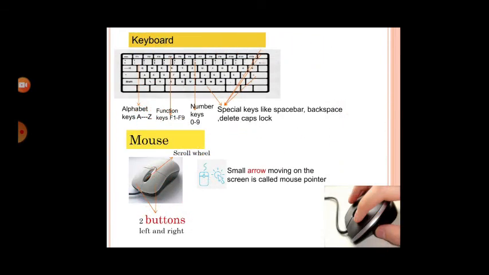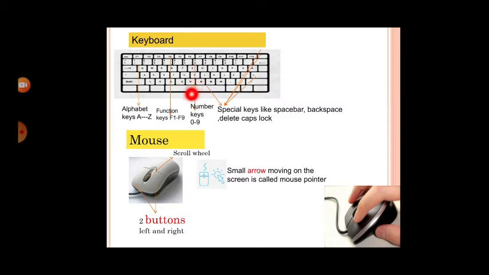Children, can you just see the keyboard here? So this is the keyboard. You can see there are function keys here from F1 to F12. Then there are alphabet keys from A to Z, and there are number keys here, and above the numbers you can find the symbol keys. So you have some special keys like space bar, backspace, delete and caps lock. I hope you know the uses of these keys.